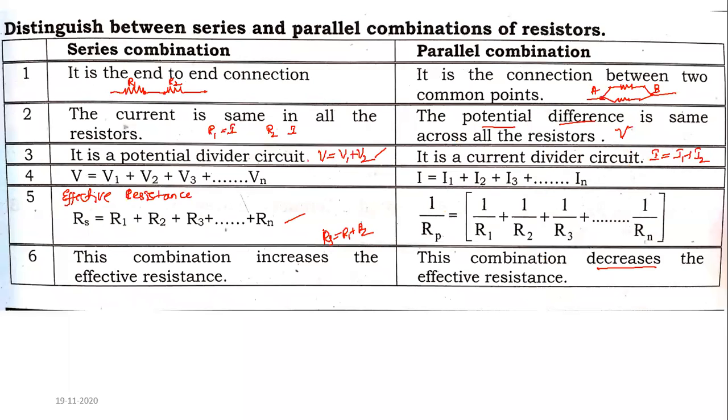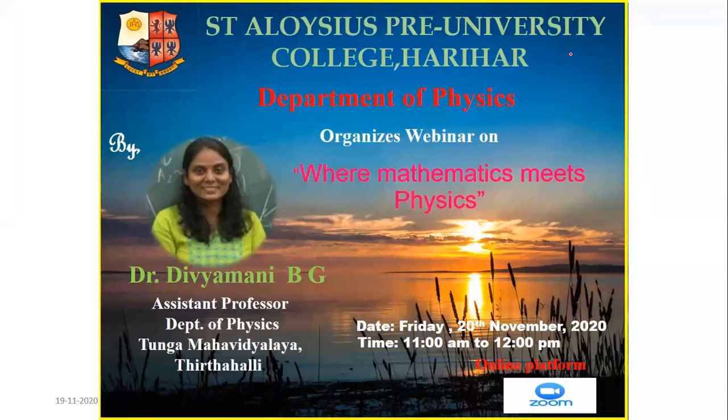So this is about the series and the parallel combination. If you have any doubt, you can ask me now. I think this is a very important concept. In order to learn the next concept, that is cells in series and cells in parallel, we are going to study about this one. Okay, thank you.